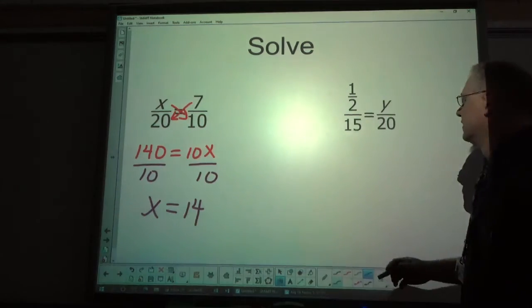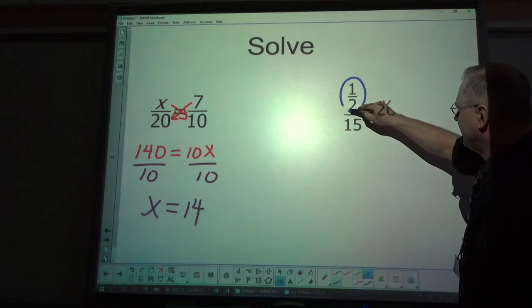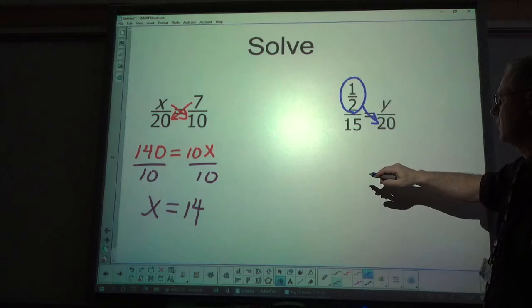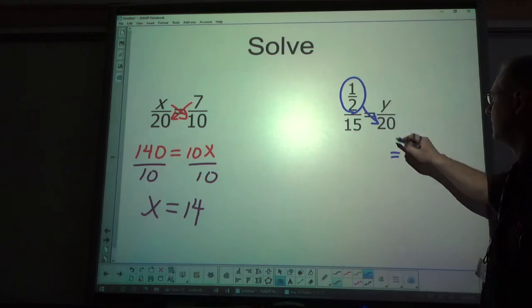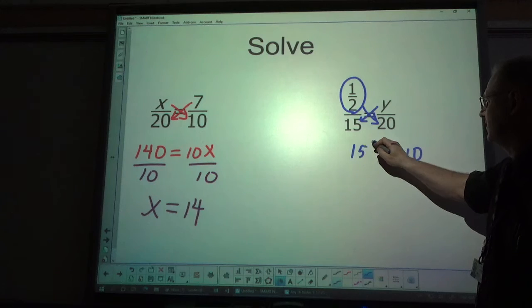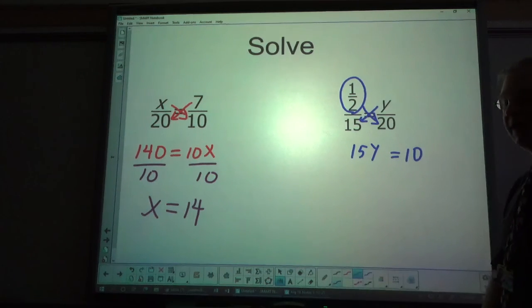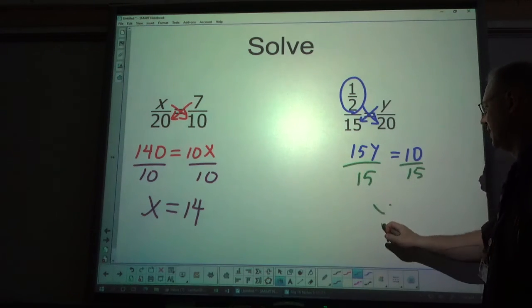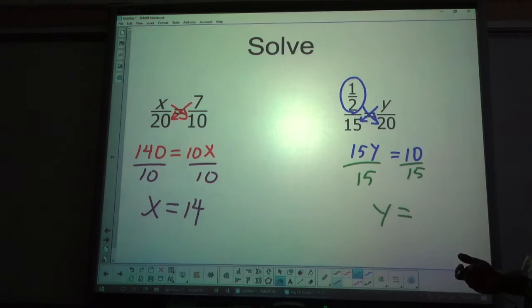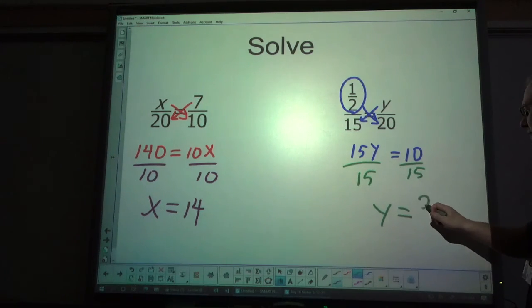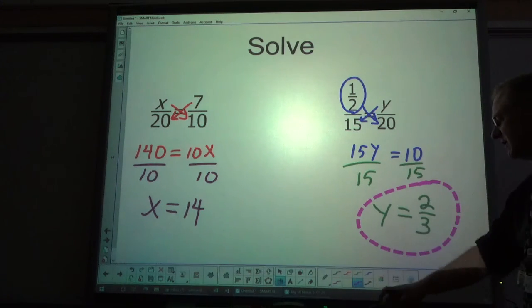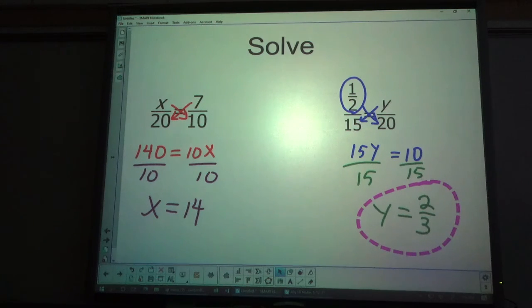Actually, okay. This fraction of 1/2 is the top of the big fraction, and it gets multiplied times 20. So that makes 10. And when I multiply this way, it's 15y. So I have to solve this. I divide both sides by 15. Y happens to be the fraction 10 over 15, but that simplifies by 5. 5 goes into 10 twice, into 15 3 times. And there is my final answer for that one. Y is 2/3.